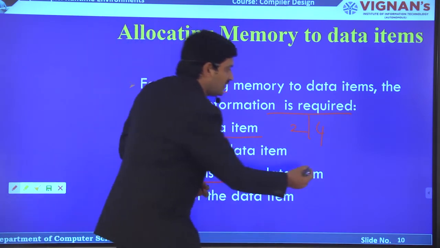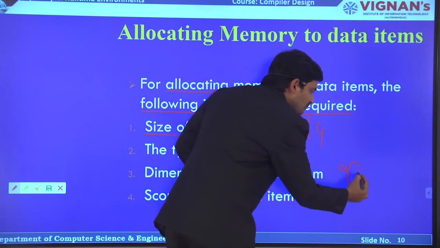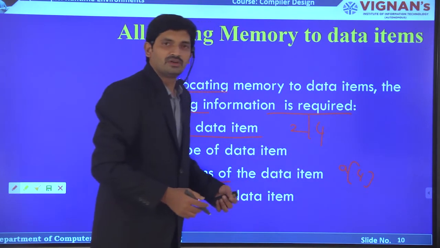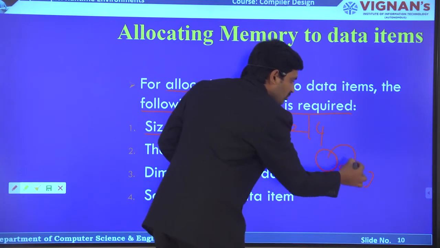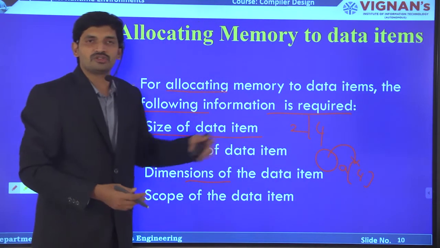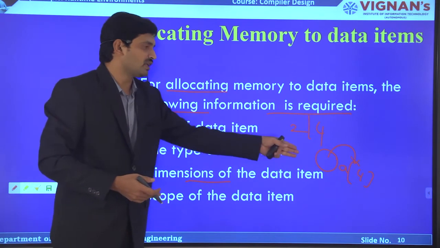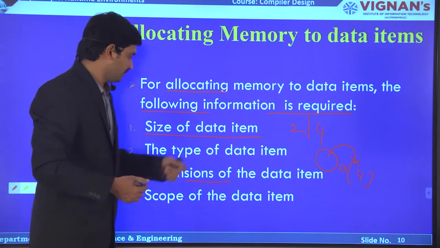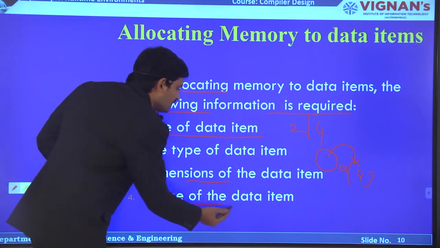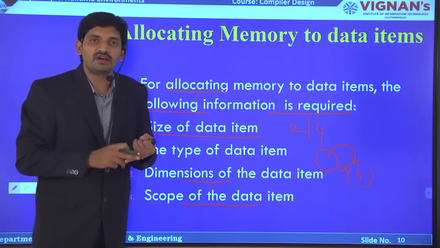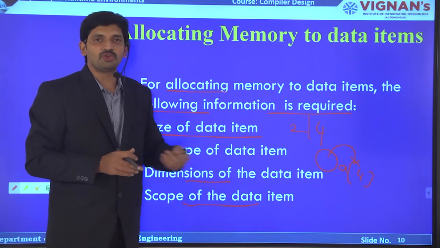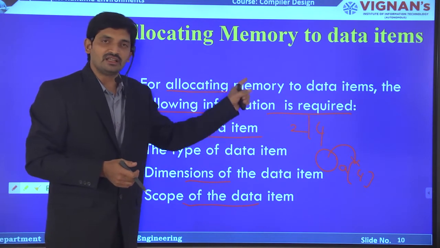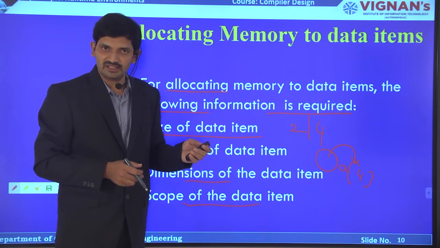For example, if I am writing A of 4, depending upon the data type of this particular array, the memory is going to be allocated for that particular array A. Then the scope of the data item, it may be global or local. Depending upon the scope also, the memory is going to be allocated in that particular logical address space.